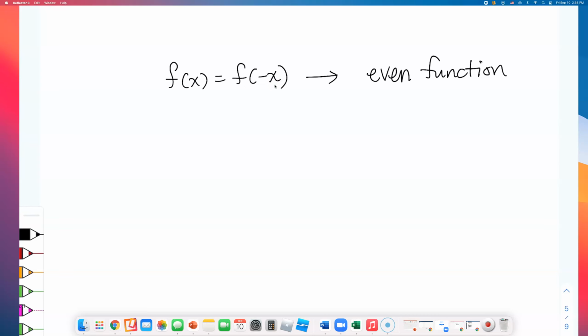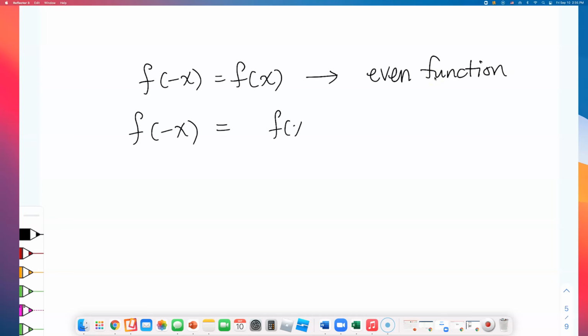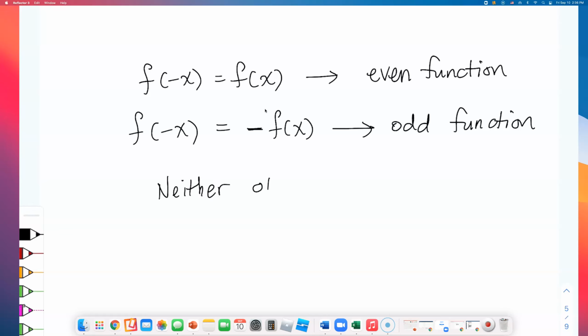So if I summarize what we just talked about: if f of x equals f of negative x, meaning what you get after plugging in negative x and simplifying is the same as the original f of x, we're looking at an even function. But if you plug in negative x and it's not the same, but it's all opposite in sign, it is an odd function. If neither of these cases is true, then you're going to have to say neither.